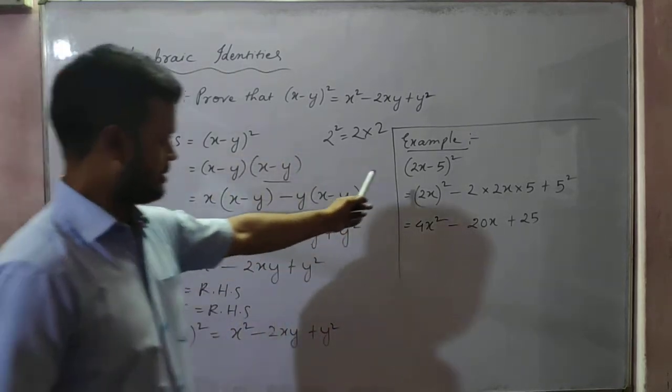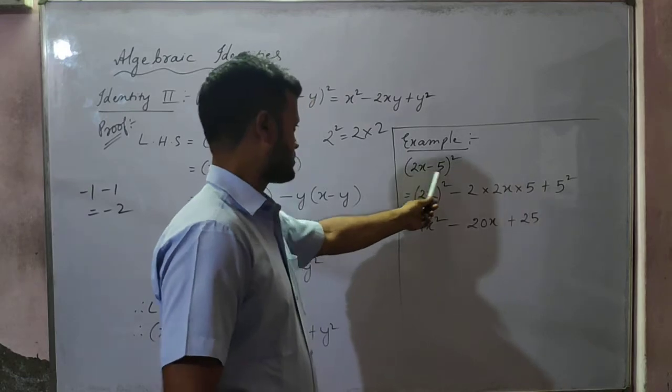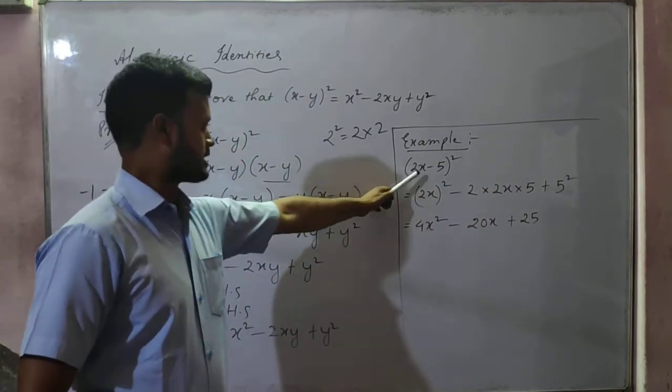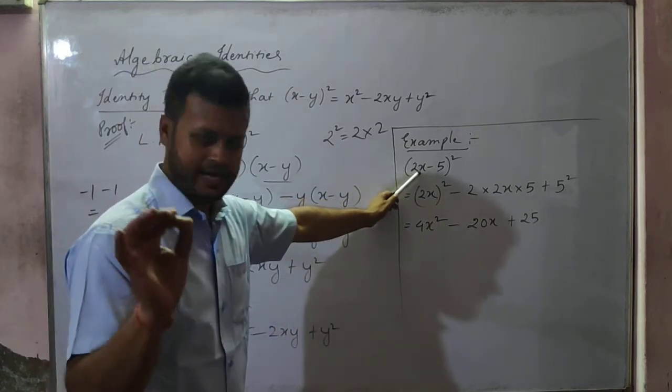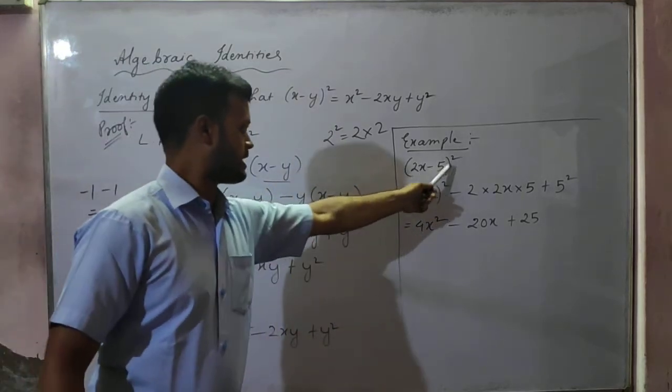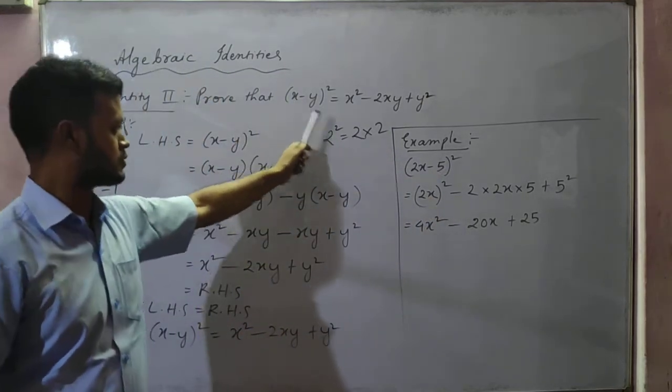Understood? Example, suppose we are asked to expand 2x minus 5 whole square like this. So this is x and this is y. First this is x, 2x. Here 2x means x. According to this formula you see x minus y whole square and 2x minus 5 whole square, both are the same form, no? This one and this one.